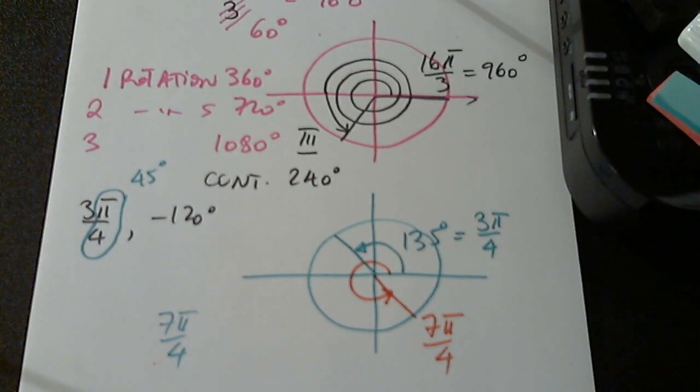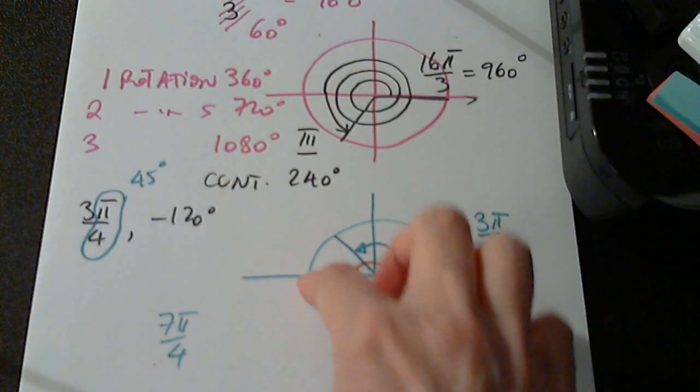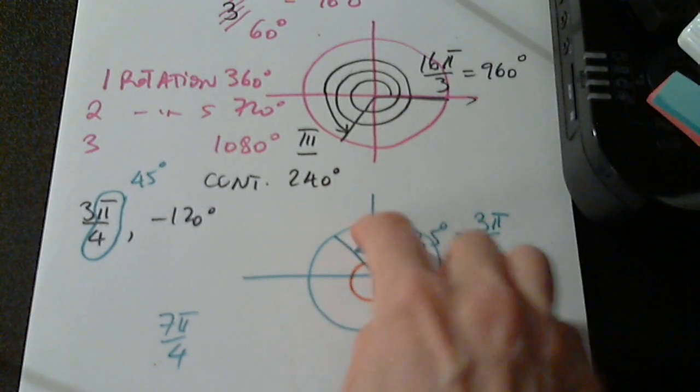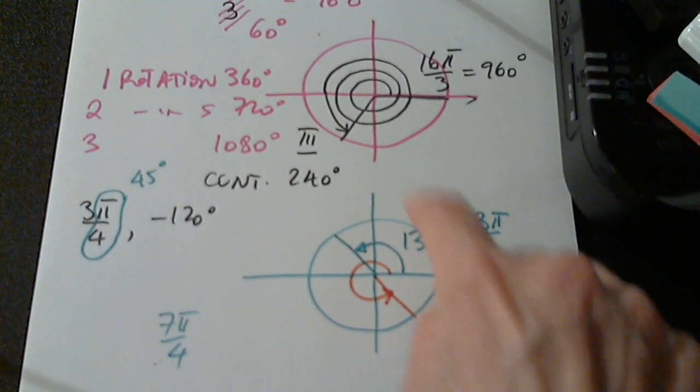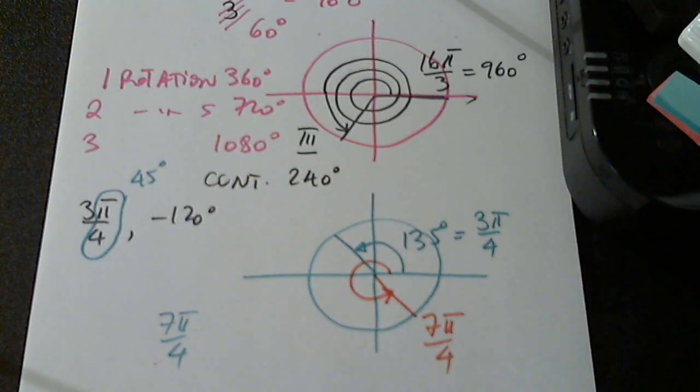What about 11 pi over 4? Very easy. There are 8, right? 1, 2, 3, 4, 5, 6, 7, 8, 9, 10, 11. If I want 11 pi over 4. So that's a nice one. Any questions on this?